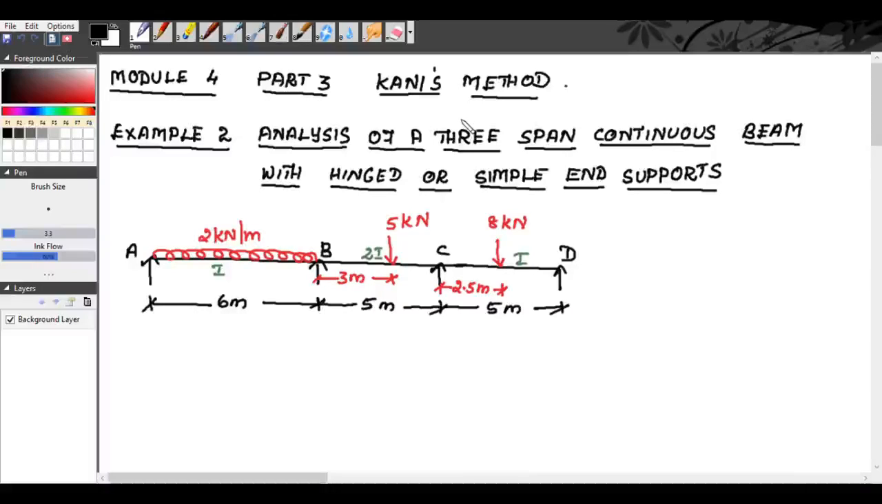In the second class we saw one example: how to analyze a three-span continuous beam.